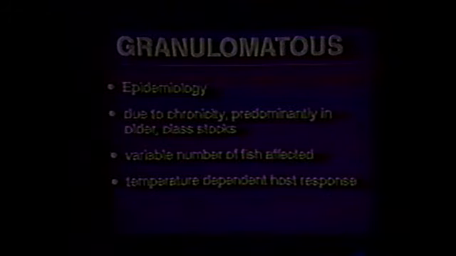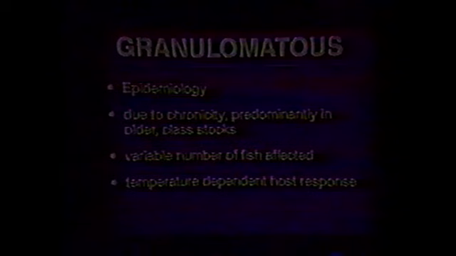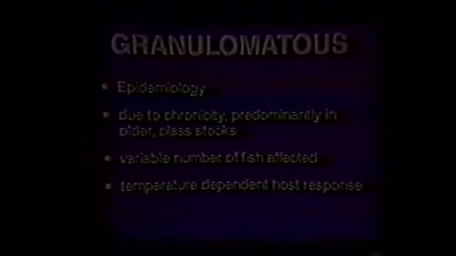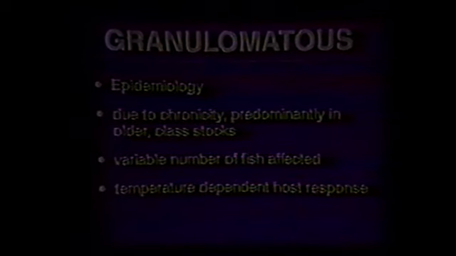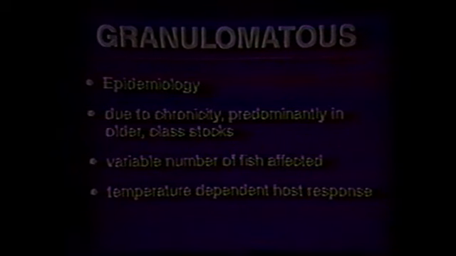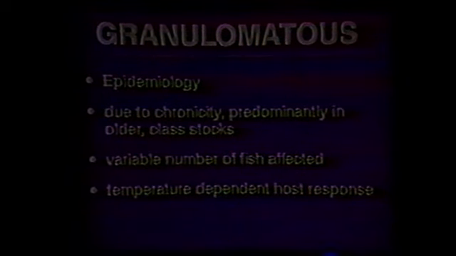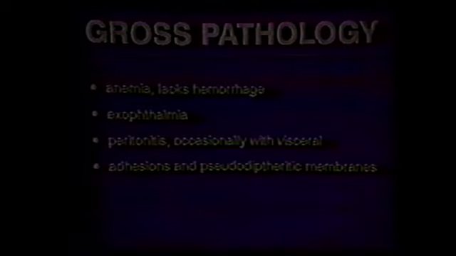Next disease we're going to get into or touch on is granulomatous processes. By their very nature, due to the chronicity, it tends to occur primarily in older class stocks. Typically, there are variable numbers of fish that are affected. This is probably something to do with the inherent susceptibility of different individual fish within a given population. And you can find that there's actually quite a profound temperature-dependent host response in terms of the manifestation of the appearance of these lesions. You can have anemia, exophthalmia.